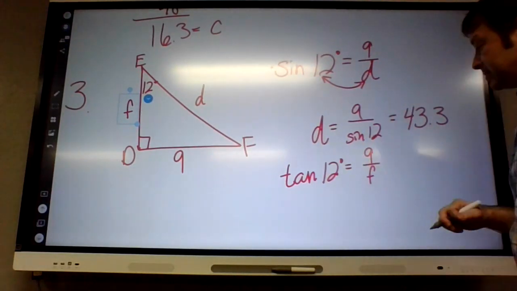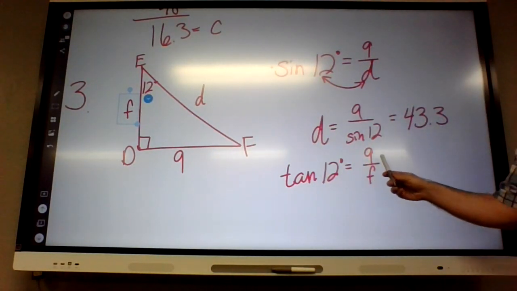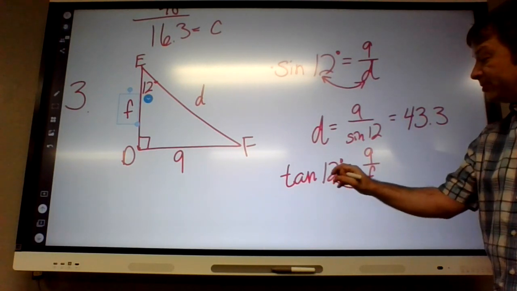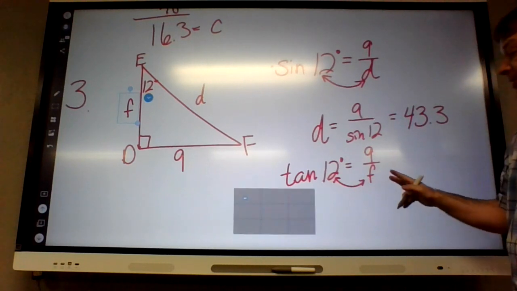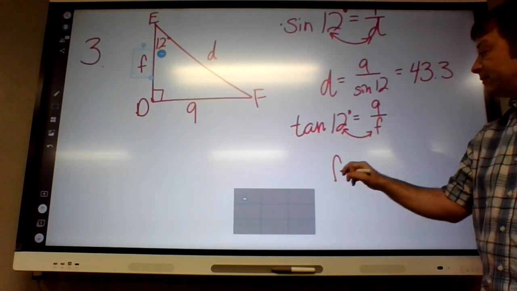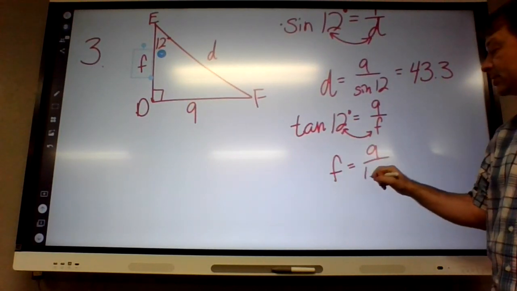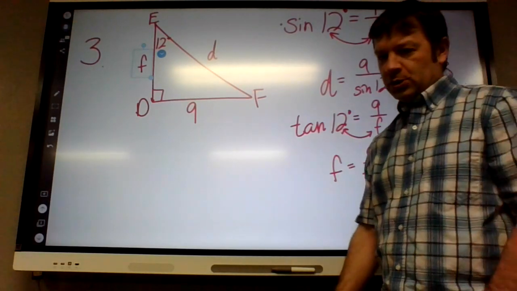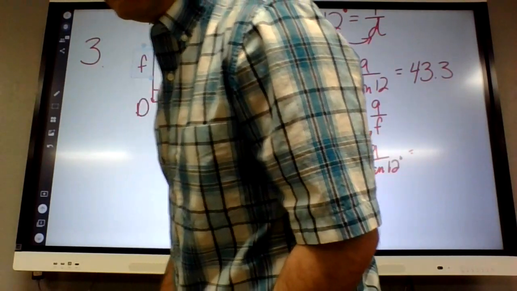Alright, so it's the same situation. With F, the variable's in the denominator. So you multiply by F, it goes up. You divide by tangent of 12, it goes down and takes its place. So F is equal to 9 divided by tangent of 12 degrees, which is 42.3.